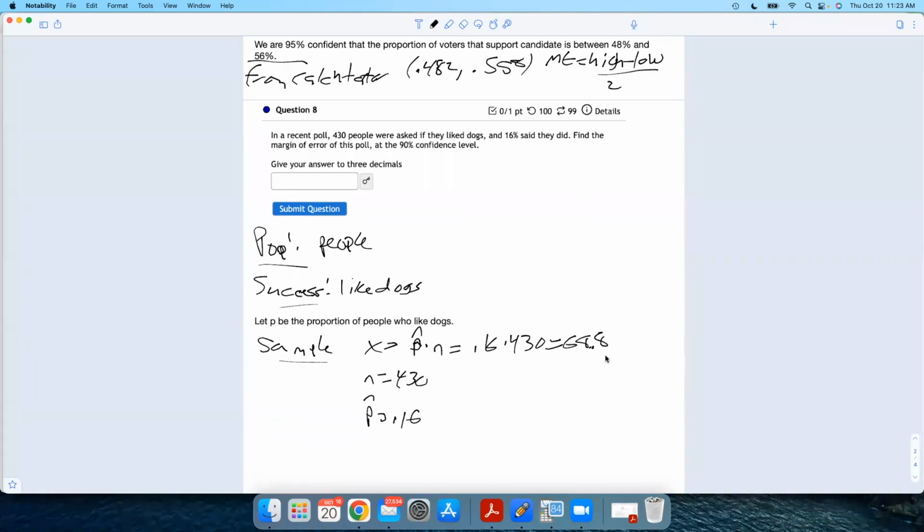We have to round. And just use normal rounding rules here. And you might be thinking, well, then aren't I going to get the wrong answer? No, you're actually not rounding. This was rounded. Whoever gave us that number, that 16%, they rounded. What they actually found was 70 people in the sample said they like dogs. And then they divided to get this and they rounded that. We're just undoing their rounding. X has to be a whole number.